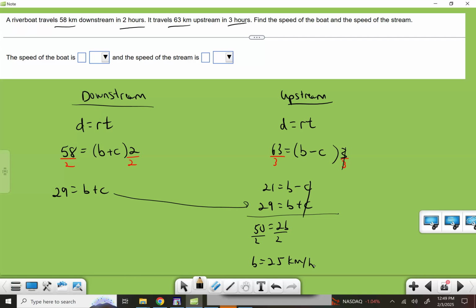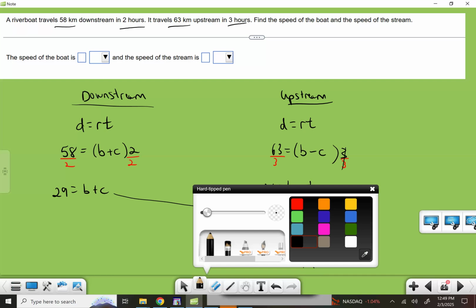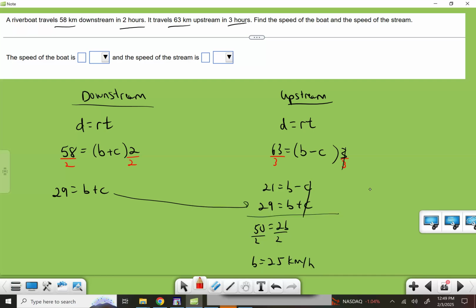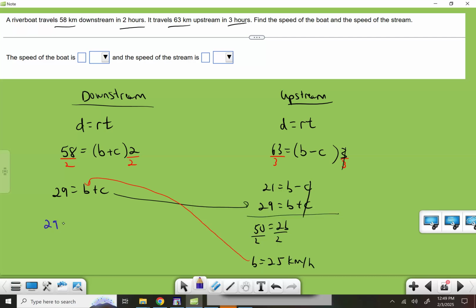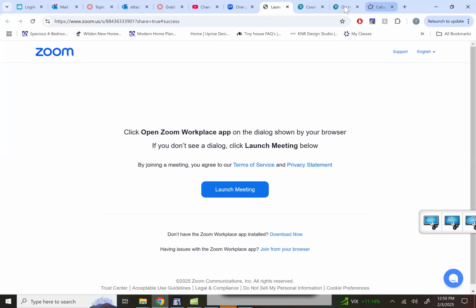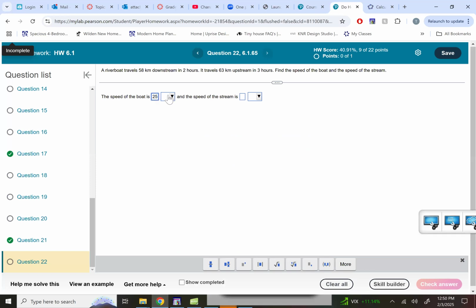Okay. Now for the speed of the stream, pick your favorite equation and substitute it in. Maybe we can put the 25 in right here so that we get 29 equals the boat, which is 25, plus the current. You could probably see the current is 4 right there, but if not, just subtract 25 from both sides. And then you can see that the current was 4 kilometers per hour. Okay, so the boat was going 25 kilometers per hour. The speed of the boat is 25 kilometers per hour. And the speed of the stream is 4 kilometers per hour.